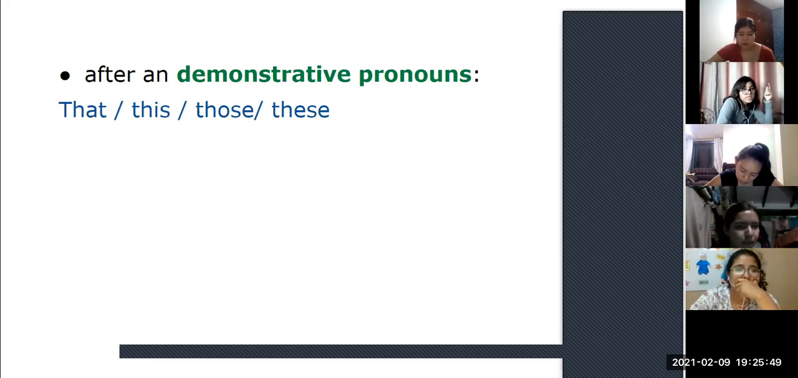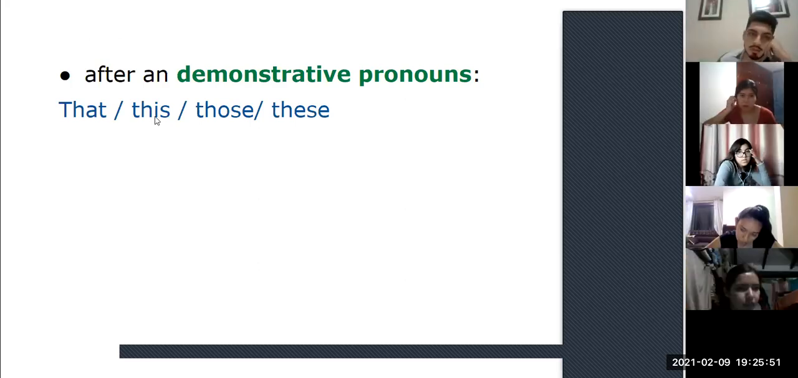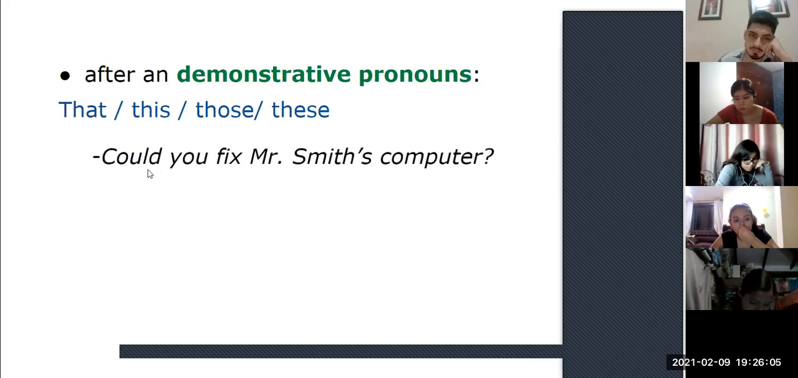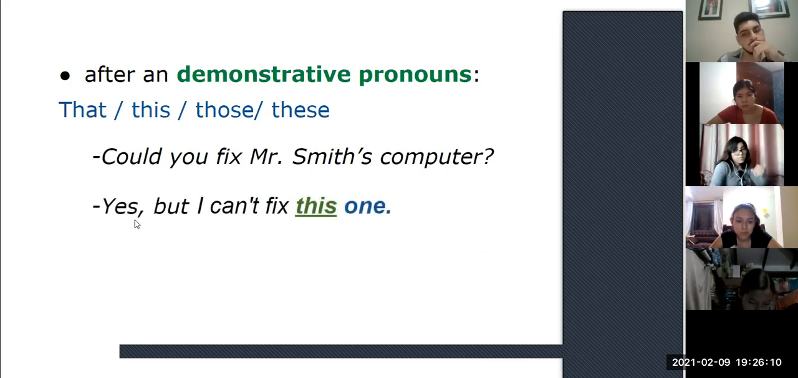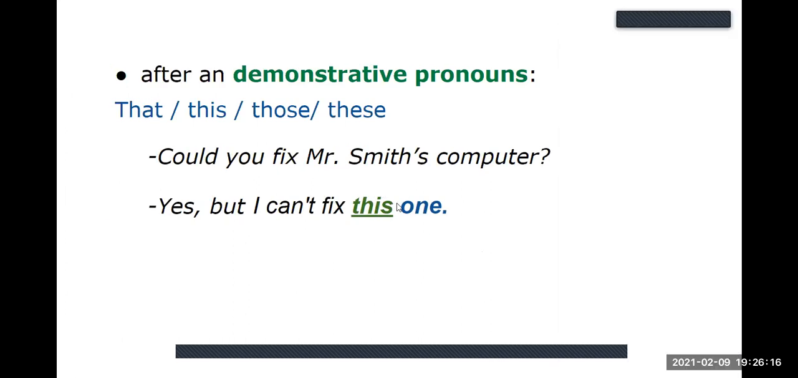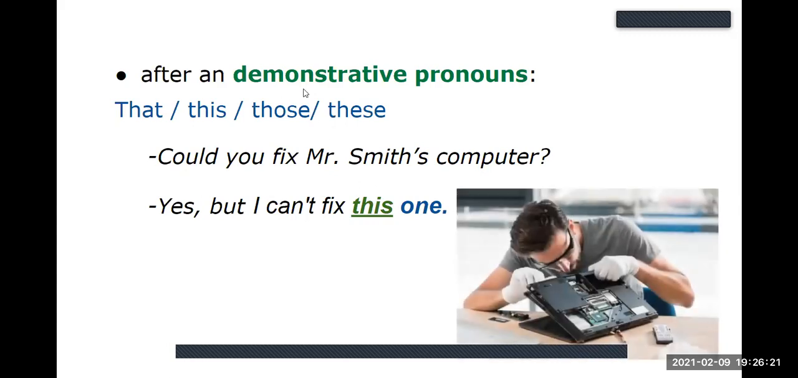This, this, and this. Very good. This and these, right? And we use that and those for something that is far away from us. Let's see some examples. Could you fix Mr. Smith's computer? Yes, but I can't fix this one. Okay, so as you can see, we can use one or ones when we are using demonstrative pronouns.